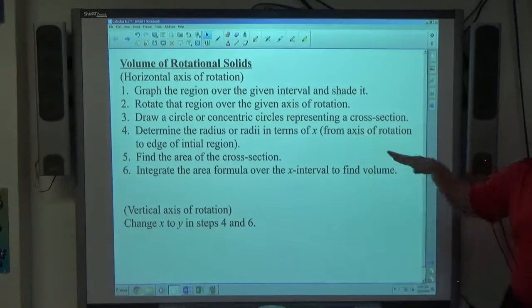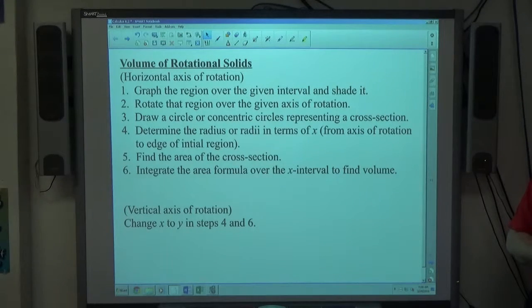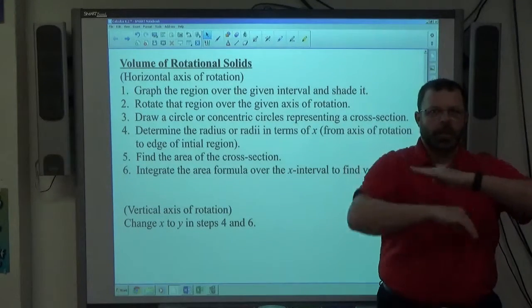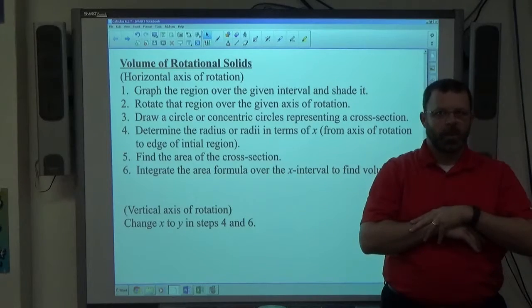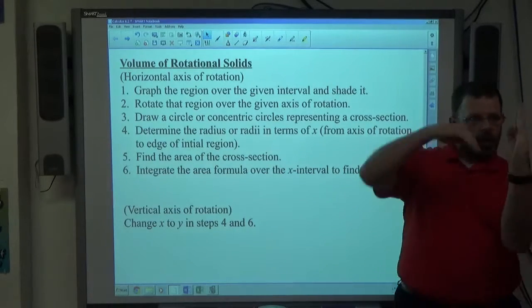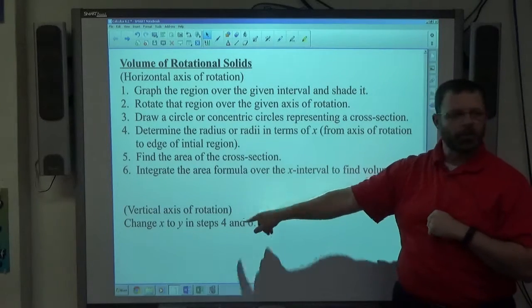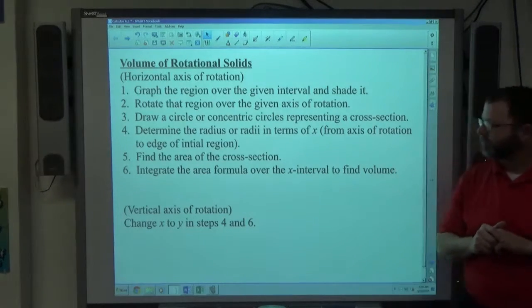Once you've drawn that circle, you want to determine the radius or radii, if there's more than one circle, in terms of x. So again, this is assuming a rotation like this. We want everything in terms of x. If it's a rotation like this, we want the radius in terms of y. That's what this talks about here. Change x to y.